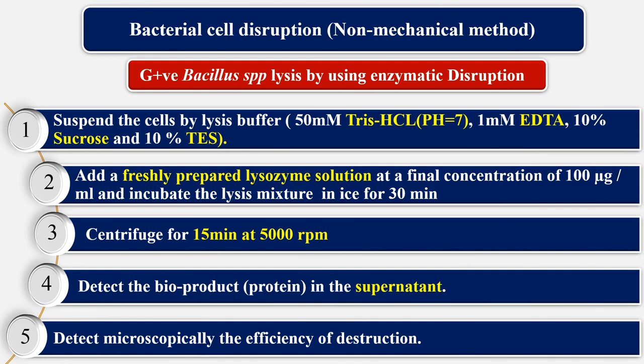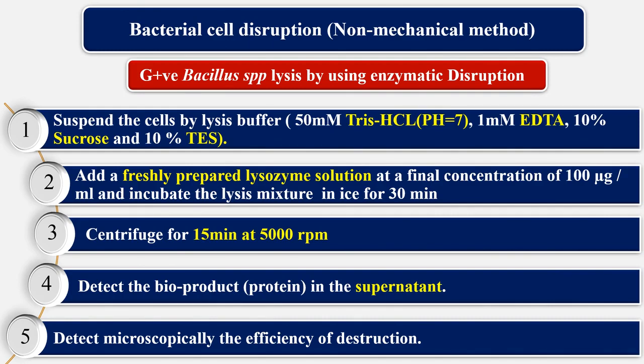Now we're going to talk about the first experiment, which is bacterial cell disruption using non-mechanical method. Here we will use the gram-positive Bacillus species, lysis by using enzymatic disruption. First, suspend the cells in lysis buffer: 50 millimolar HCl pH 7, 1 millimolar EDTA, 10% sucrose, and 10% TES. Then add a freshly prepared lysozyme solution at a final concentration of 100 microgram per ml and incubate the lysis mixture in ice for 30 minutes.